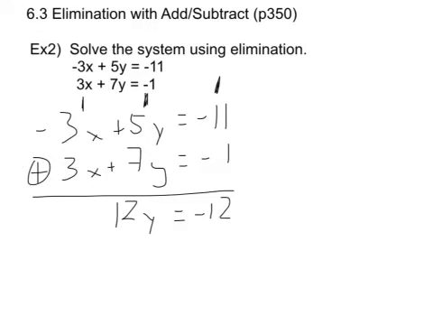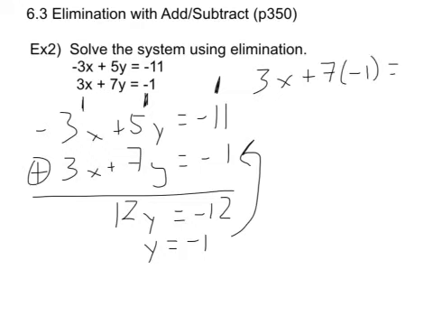So if I divide both sides by 12, I get y equals negative 1. And then I'm going to stick that y equals negative 1 into the second equation right now. It really makes no difference which one we choose. But I'll do 3x plus 7 times, well, my y is negative 1.